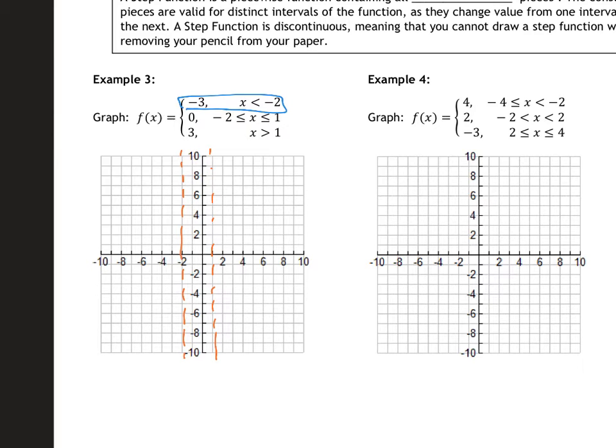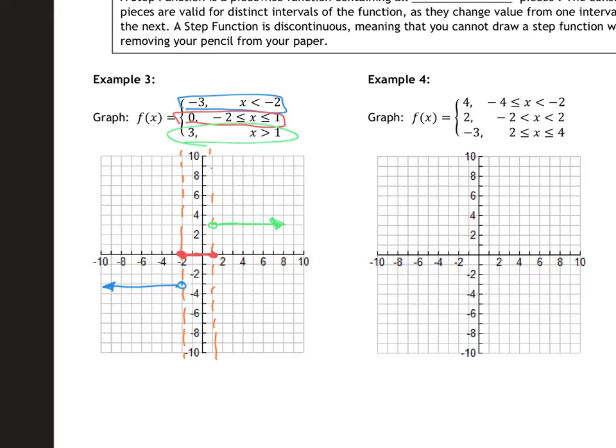So -3 is going to be everything less than 2. So I come down here to -3. I got an open circle. Boom. I got that piece. That's a step. Then I come up here to the middle one. 0 is in between -2 and 1, and it's equal at both. And then at 1, it's 3. So I come up here, 1, go up to 3. It's an open circle, and it's everything greater than.